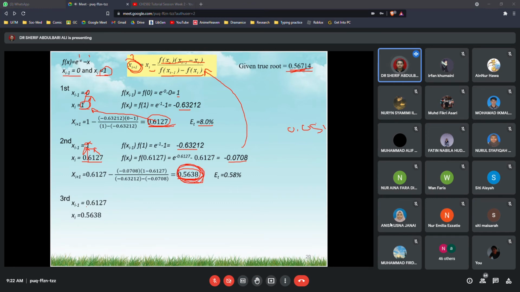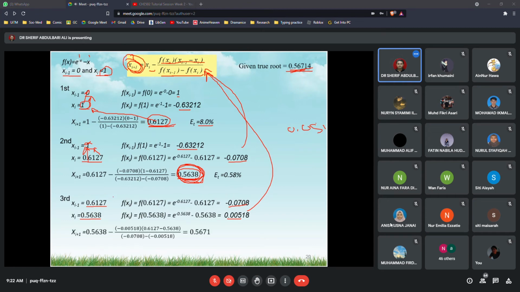And again, you need to find the function for this value and the function for this value. So it's negative 0.07, and here it's 0.005. I have these four values. Use them inside the second method to find a new value of xi. Now when you calculate the new value of xi, you will get 0.5671. It's exactly equal to the true value. When you calculate the error, it's 0.0048%. So you need to stop. This value is considered the root.